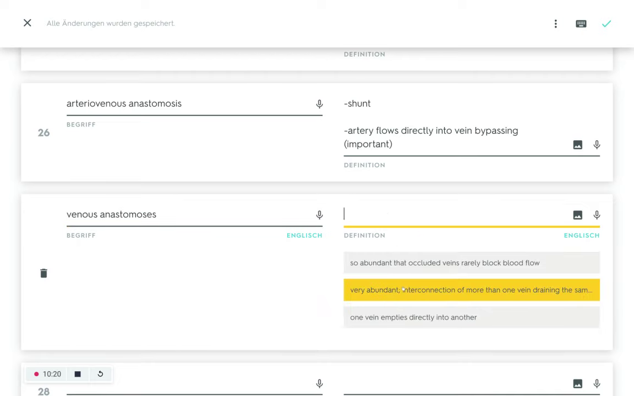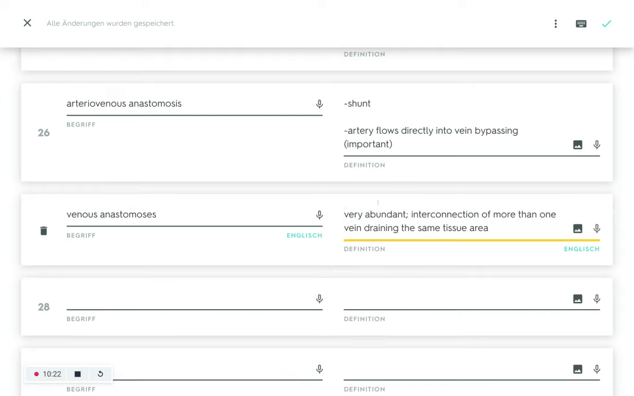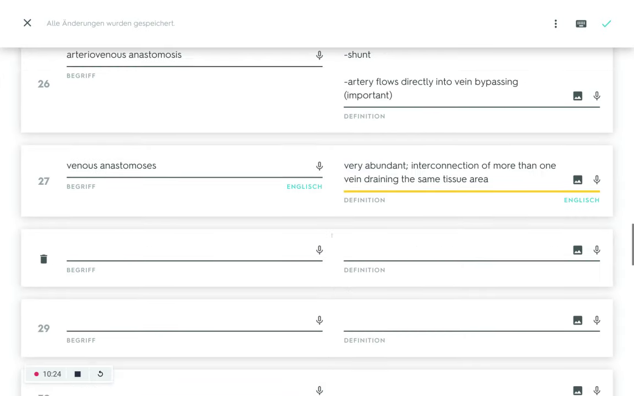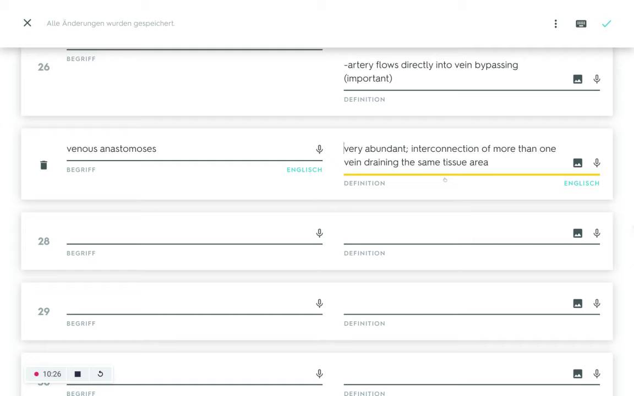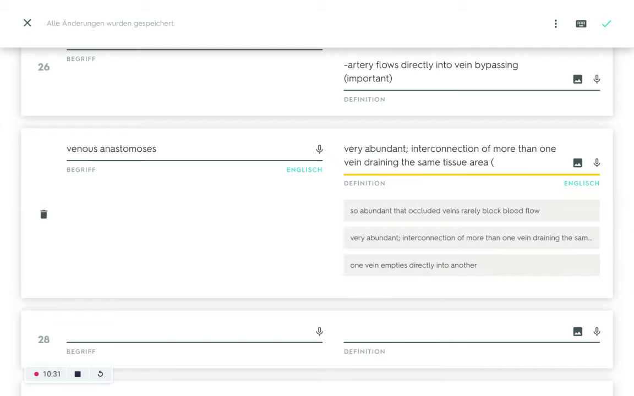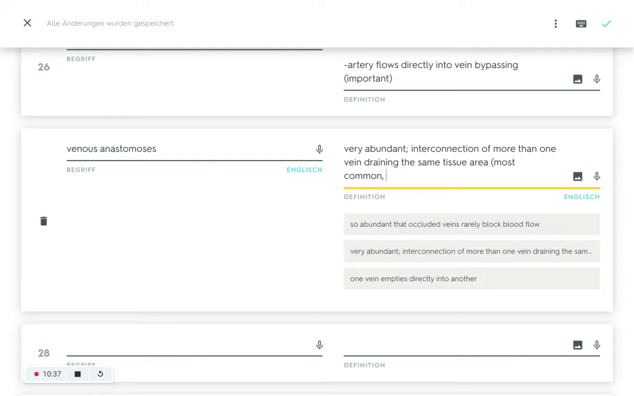Okay. Very abundant interconnection of more than one vein draining the same tissue area. This is the most common one. Okay, so I'm going to put here in parentheses, most common. All right. And one vein empties directly into another. Very good. You should know that.